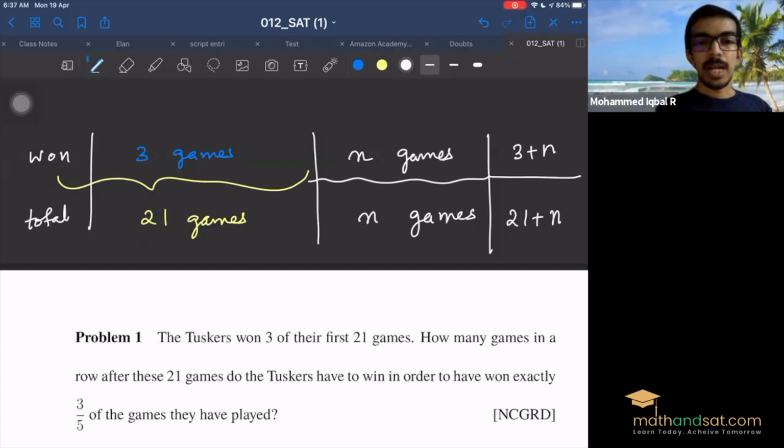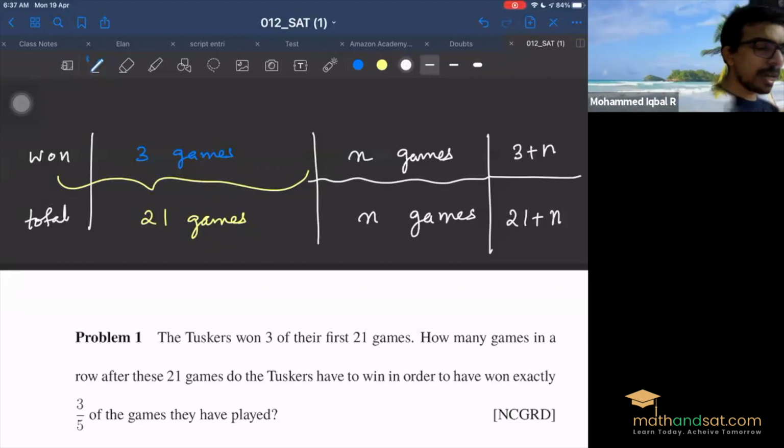Now, the question talks about finding the value of n in such a way that the ratio of the number of games they won to the total number of games they played is 3:5. Right? Is that all right? So far, so good?